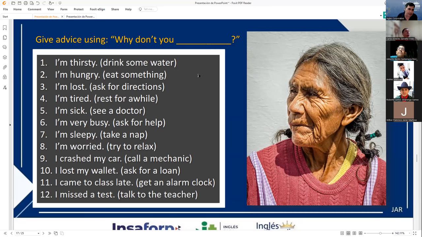Number six. I'm very busy. Why don't you ask for help? Yes. I'm sleepy. Why don't you take a nap? I will. I'm worried. Why don't you try to relax? I will. Thank you. I crashed my car. Why don't you call a mechanic? A mechanic. I will call a mechanic.